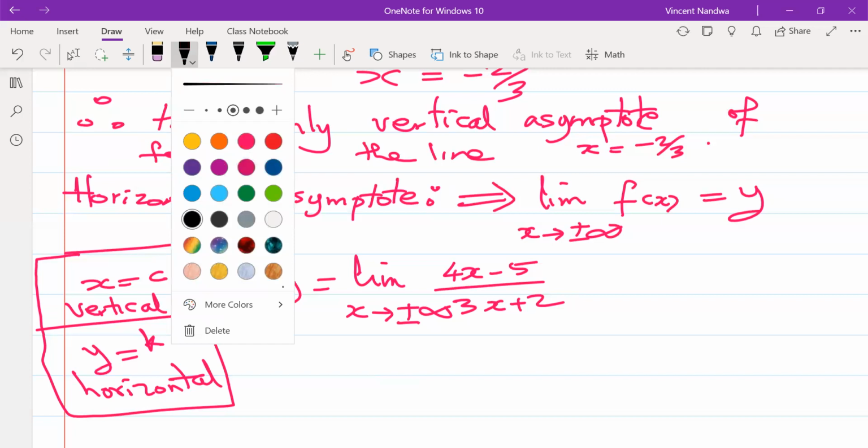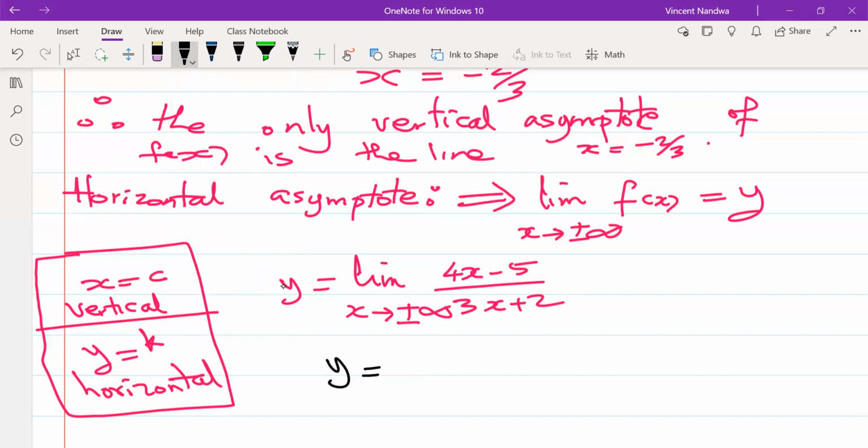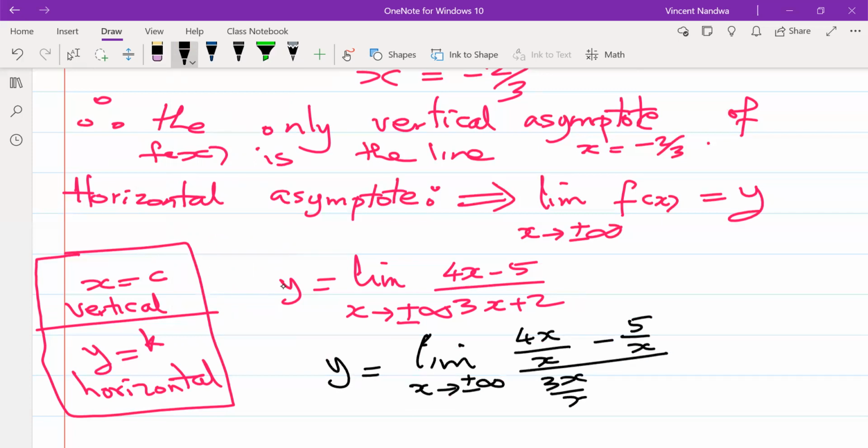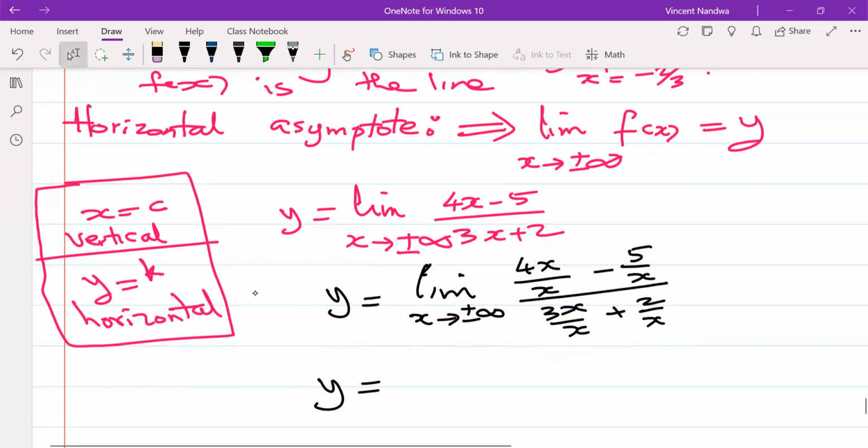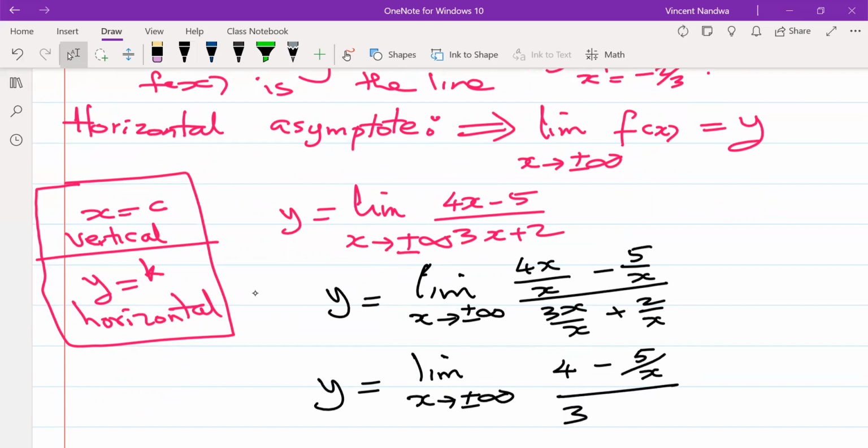So remember, this will be y equals, so we are dividing each term by which variable? x, because the x in the denominator is only to power 1. So it'll be the limit as x approaches plus or minus infinity of 4x over x minus 5 over x, divided by 3x over x plus 2 over x. So we'll have 4 minus 5 over x, over 3 plus 2 over x. Please tell me the answer to that limit.